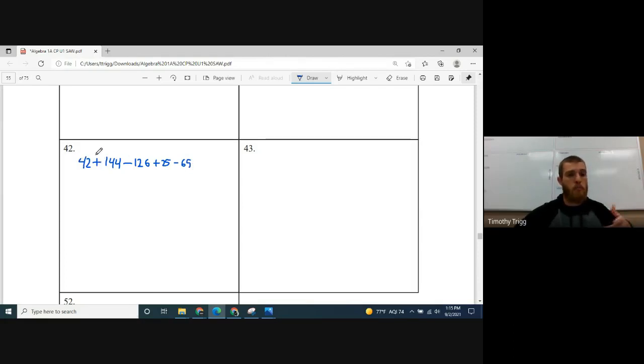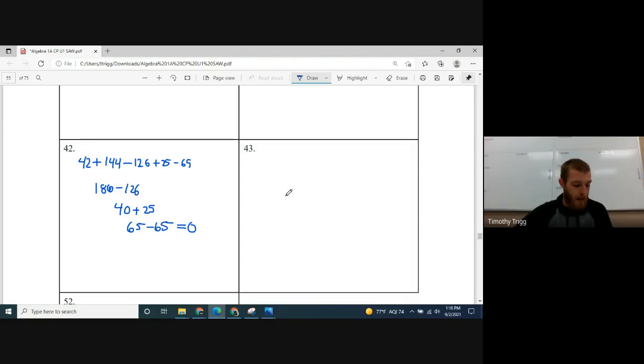Okay, and then we would just go through this. So 42 plus 144 is 186. Then minus 126, that gives us 40. And then plus 25 gives us 65. And then minus 65 gives us 0. So at the end of it, he would have an elevation of 0. It would be at sea level, essentially.